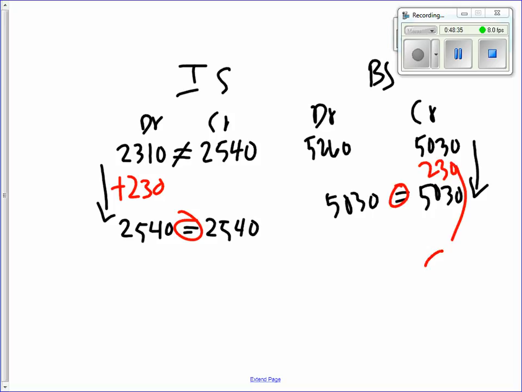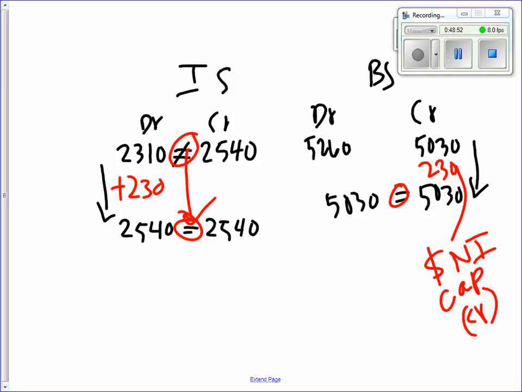This is the net income, which gets to go to capital, which has a credit balance. Did it help seeing it big? Did it help seeing where the missing pieces were because they didn't equal and we got to force them to equal? Are you glad you were here today?